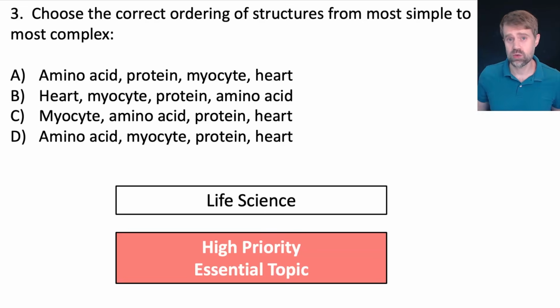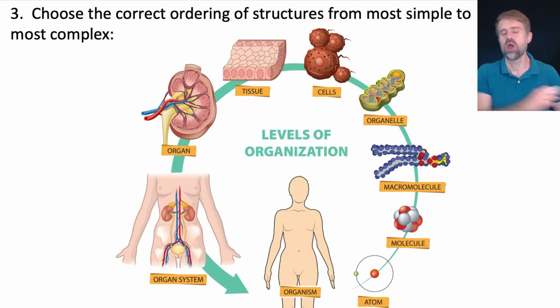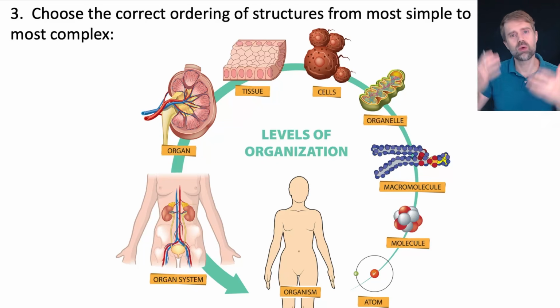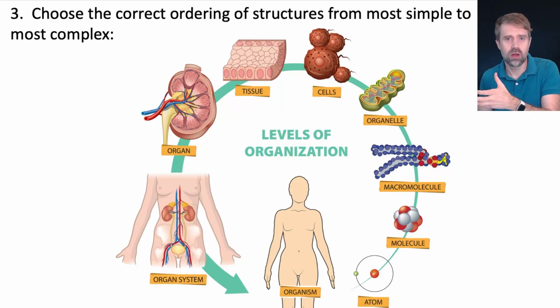This is a life science question that the TEAS would categorize as life science. And again, it's a high priority essential topic. You've got to know how to tackle questions like this. Here's what they're getting at. What they're getting at with questions like this is that the human body, or all living things, are made of different stuff that can be organized from simple to complex.